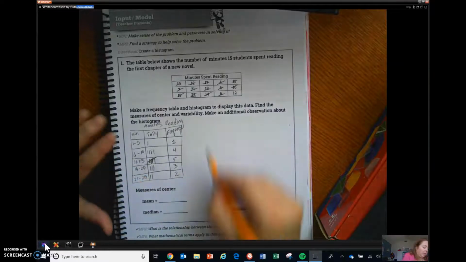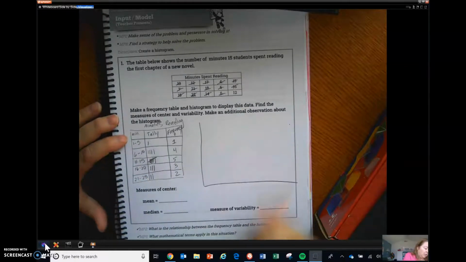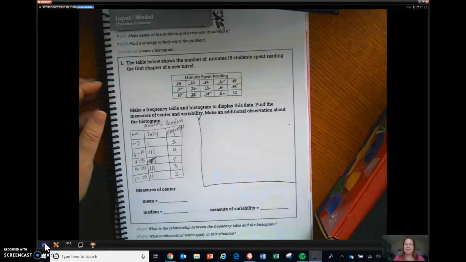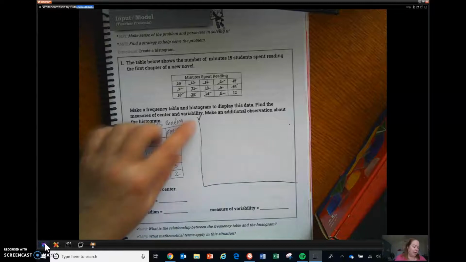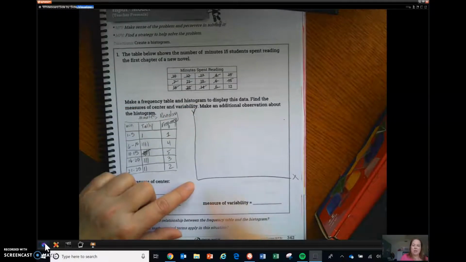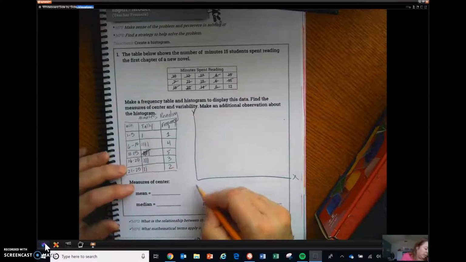Okay, now we're going to make our histogram. The y-axis, remember y is the up and down, like you're saying yes, you nod up and down. The x-axis would be this one, and it's the one that's on the ground. X marks the spot, 0 would be here.